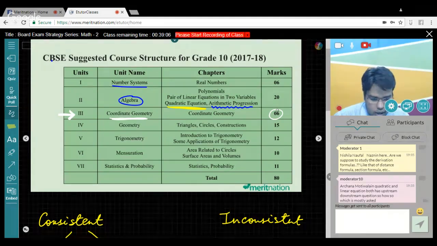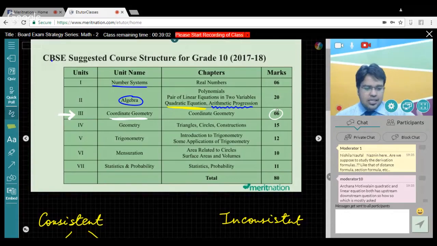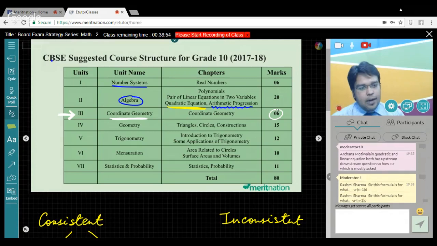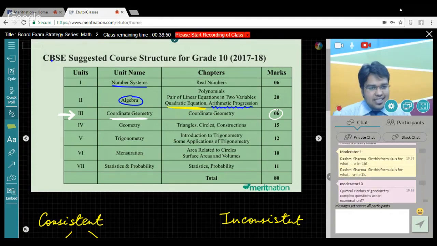Upstream. Archana is asking basically whether quadratic and linear equations both have upstream and downstream. That's a very good question. Yes, it's mostly asked that we have an upstream and a downstream, and you have to take variables: the speed of the boat in still water and the speed of the stream, right? And then cumulatively answer and formulate your linear equation. So yes, you can expect such kind of question.